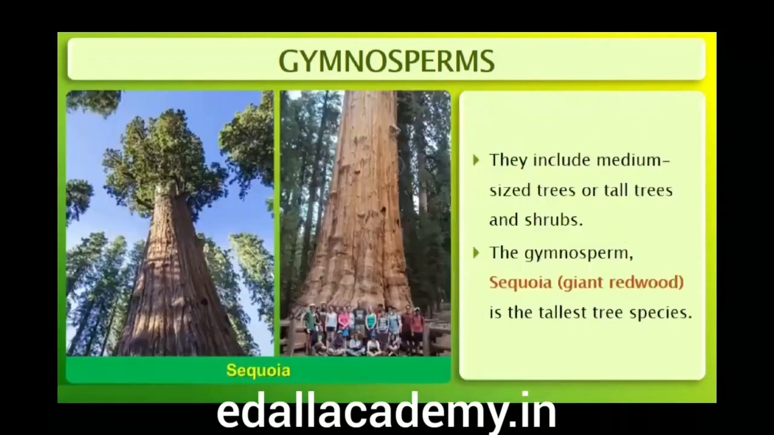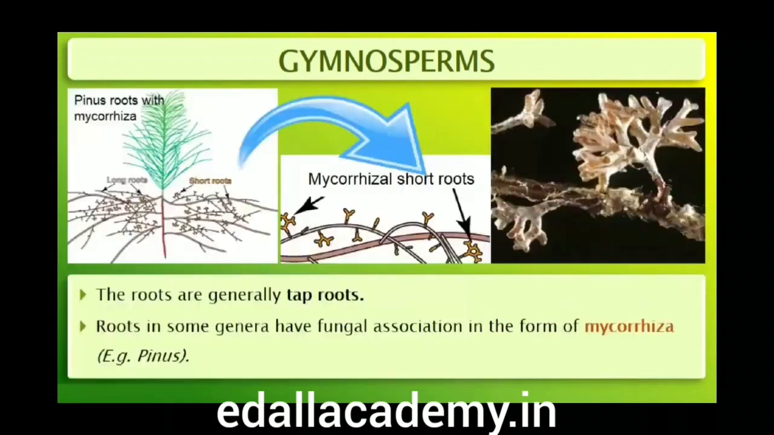Gymnosperms include medium-sized trees or tall trees and shrubs. One of the gymnosperms, the giant redwood tree Sequoia, is one of the tallest tree species. The roots are generally tap roots.